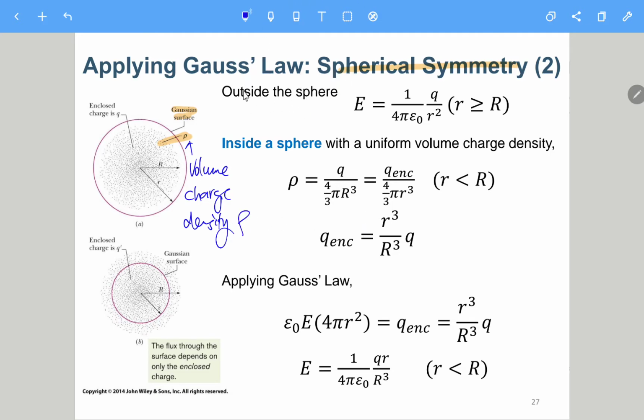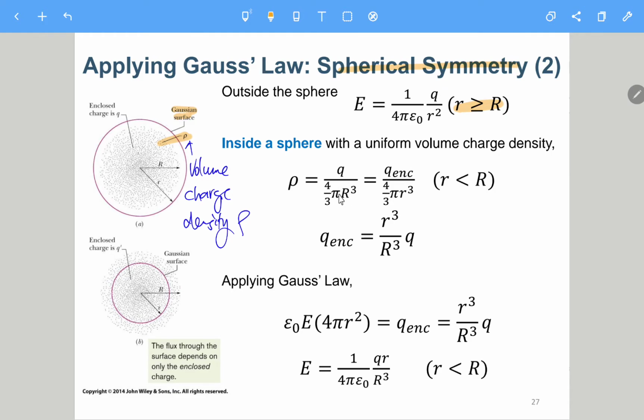So for outside the sphere, we can simply draw the Gaussian surface outside, and then the Q enclosed is nothing but Q. So we get a similar expression for r larger than or equal to capital R. But for inside the sphere, we need to really calculate the charge density. The charge density will be the total amount of charge divided by the total volume of the sphere, which is 4/3 pi R cubed.